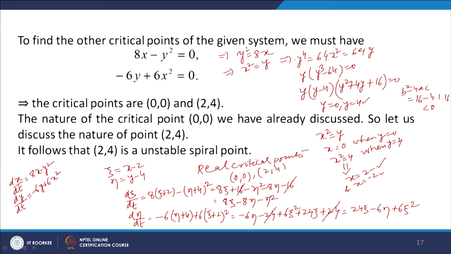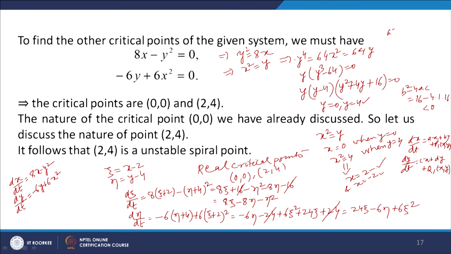This system is of the same type as we have taken: dx by dt equal to ax plus by plus p1 xy, and dy by dt equal to cx plus dy plus q1 xy. This system is the same as this system.